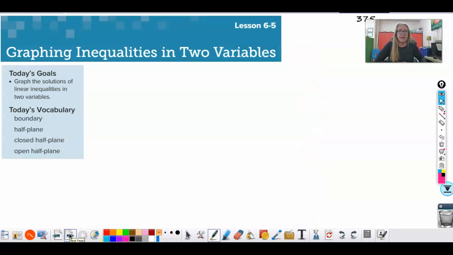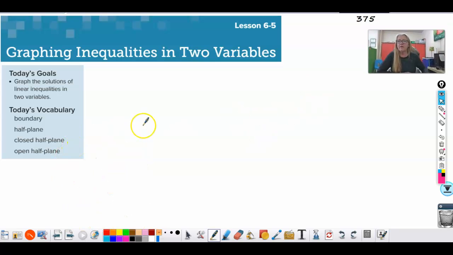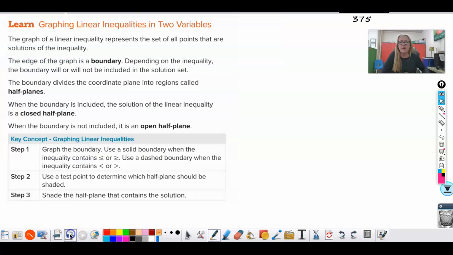This is one of my favorite algebra topics. I really enjoy this, and I hope you do too. All right, so your goals and your vocabulary are up there: graphing inequalities in two variables. This is very similar to graphing linear equations, okay? You're just graphing linear inequalities.